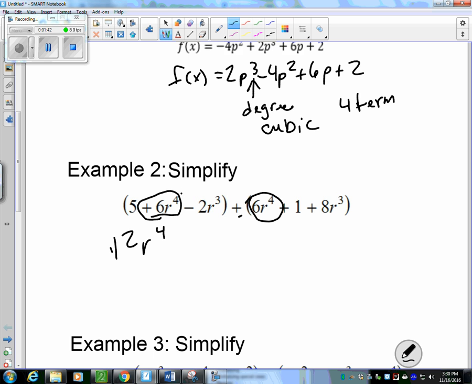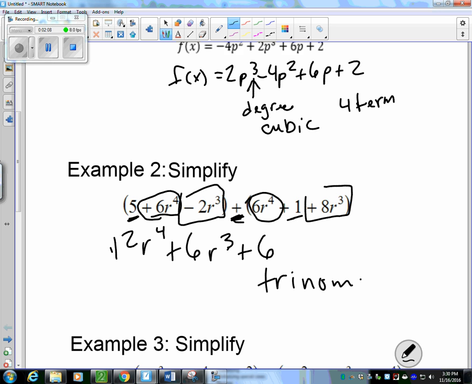We have negative 2 out of the 3rd, and we're adding 8r to the 3rd, which ends up being positive 6 out of the 3rd. And then last but not least, we have 5, and don't forget we're adding 1, which is 6. So this is 12 out of the 4th plus 6 out of the 3rd plus 6. This is also a trinomial, and it is to the 4th, which is a quartic. Q-U-A-R-T-I-C. Quartic polynomial.